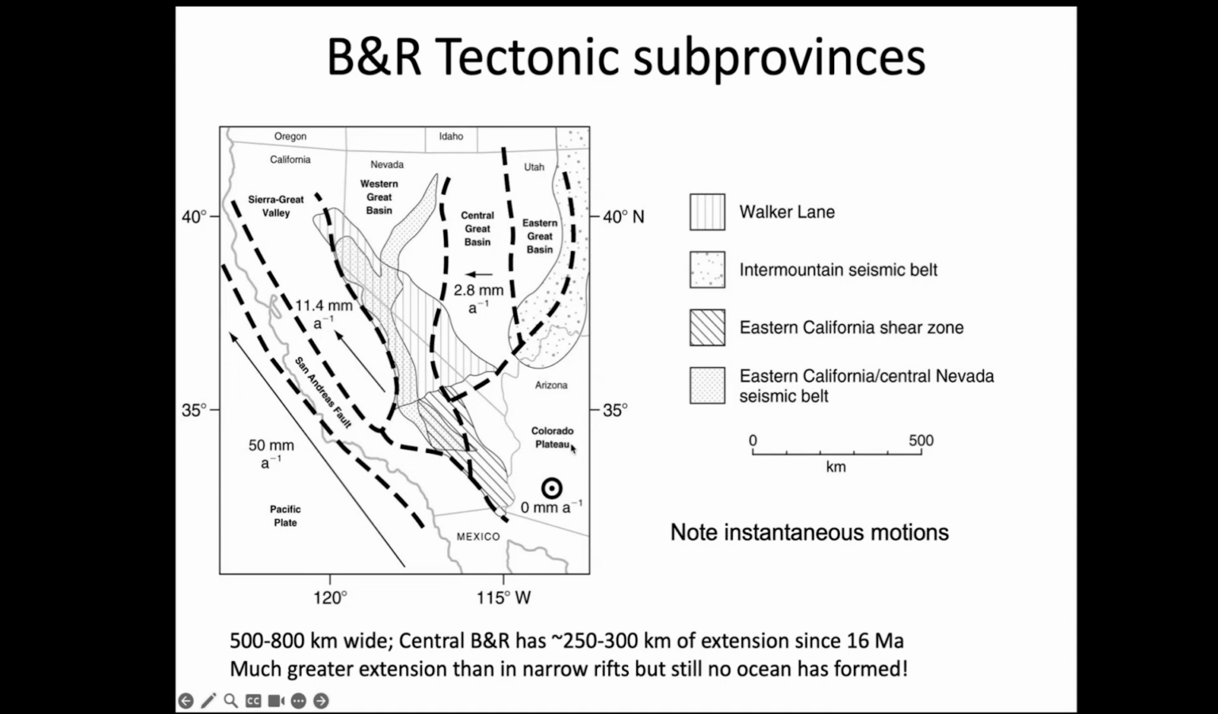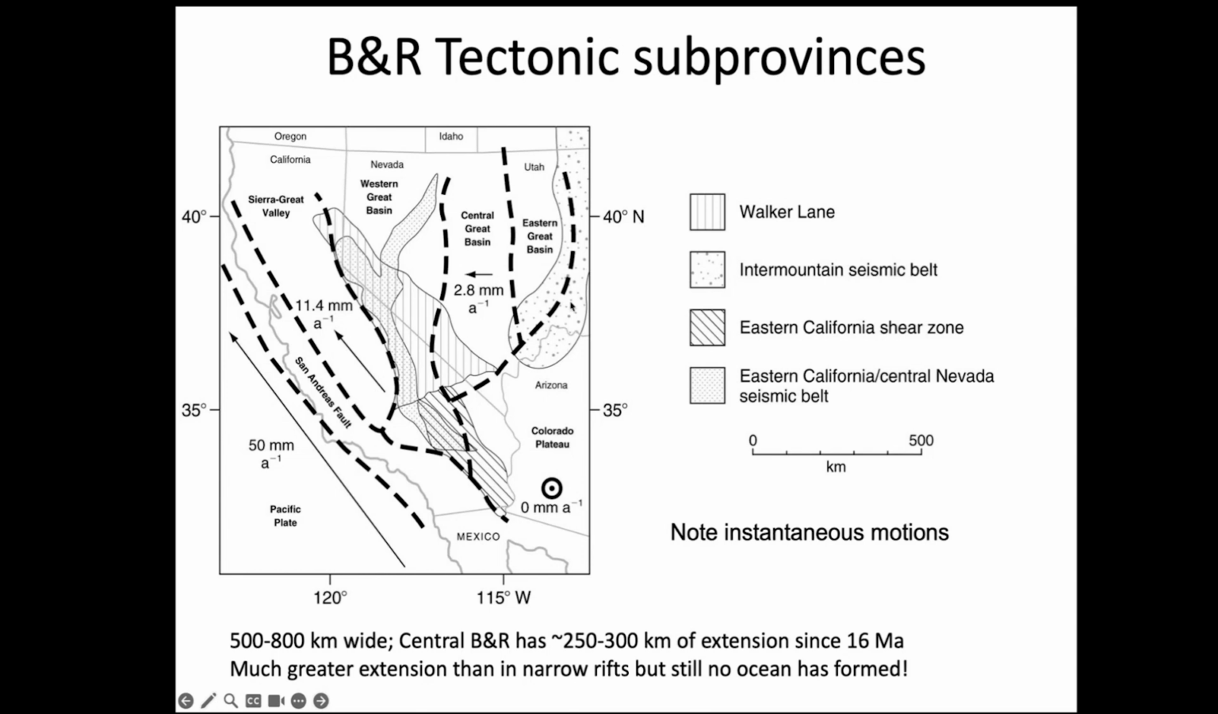So we're fixing the Colorado Plateau as basically not moving. If we do that, then the Pacific plate is moving this direction at 50 millimeters a year. And then we can look at how this strain is being distributed across this broad margin. So it doesn't go from 0 to 50 across a very sharp line, except maybe down in the south.